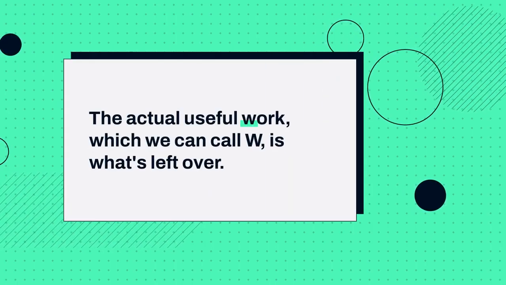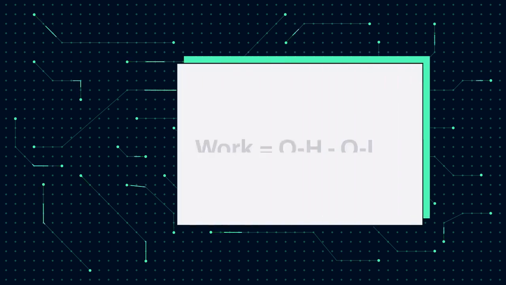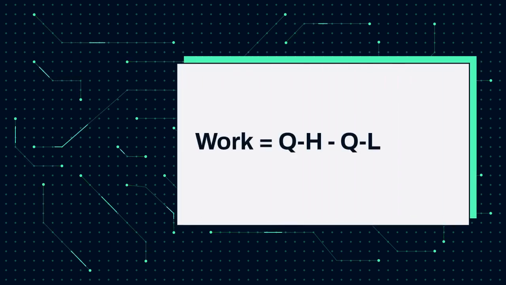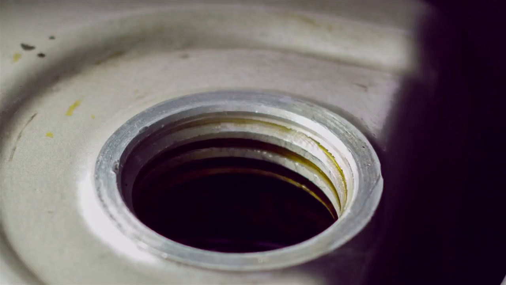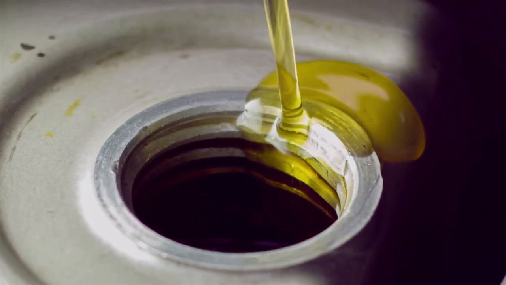The actual useful work, which we can call W, is what's left over. The core relationship for a heat engine is work equals QH minus QL. You take in heat, you lose some waste heat, and the difference is the work you get.